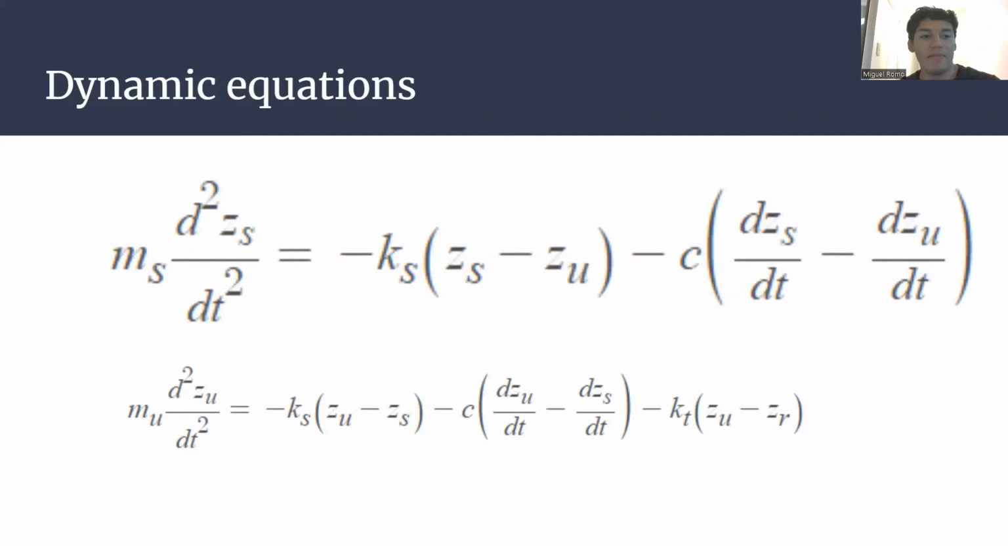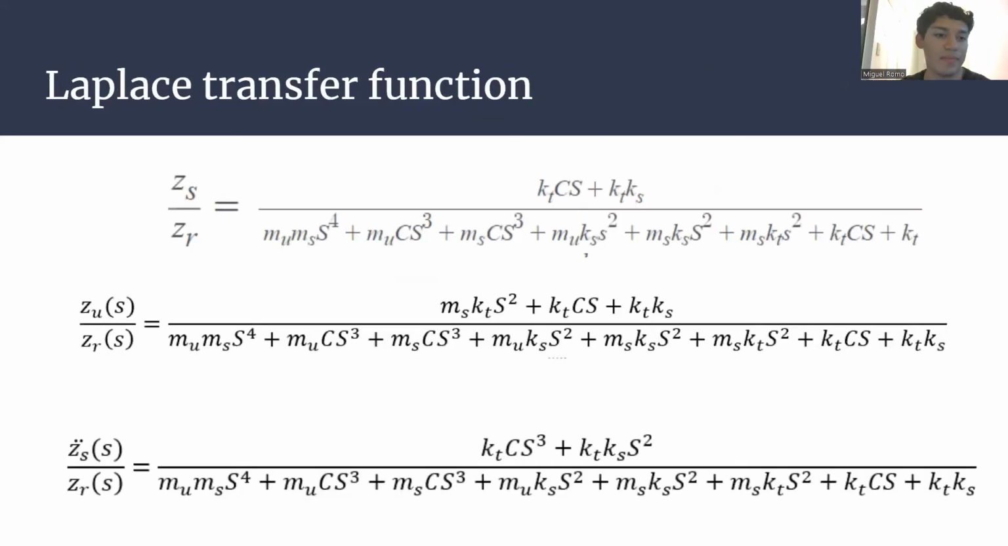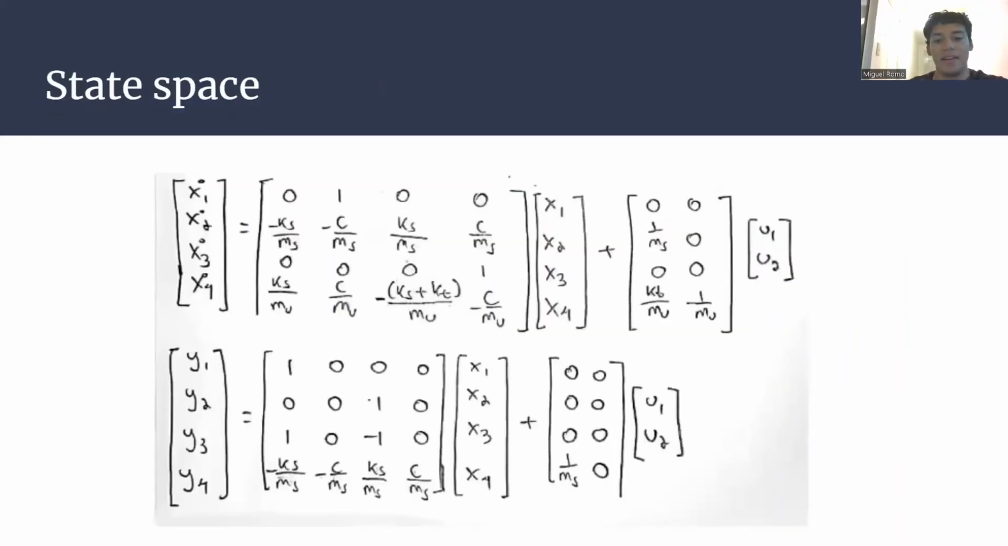So based on these dynamic equations, we now have the modeling approaches. To model this quarter of a vehicle, we used the differential equations. Here are the 2. We solved them in two ways. First, the Laplace transfer function, and we got these three equations. And after that, with a state space, we got four states and four outputs.